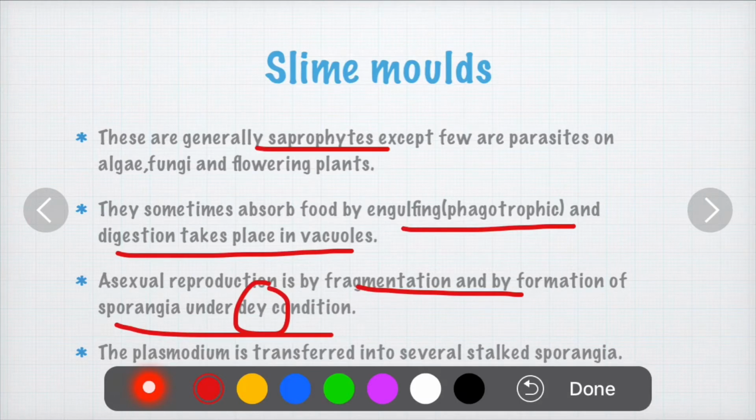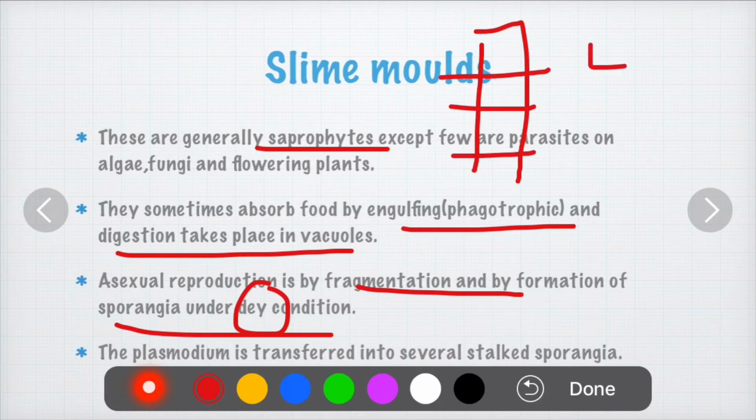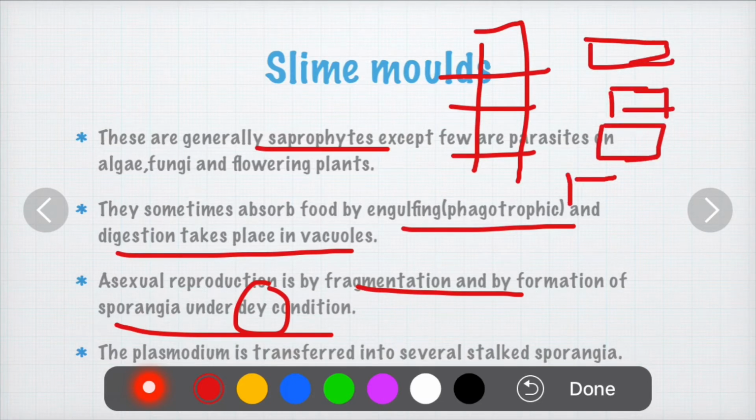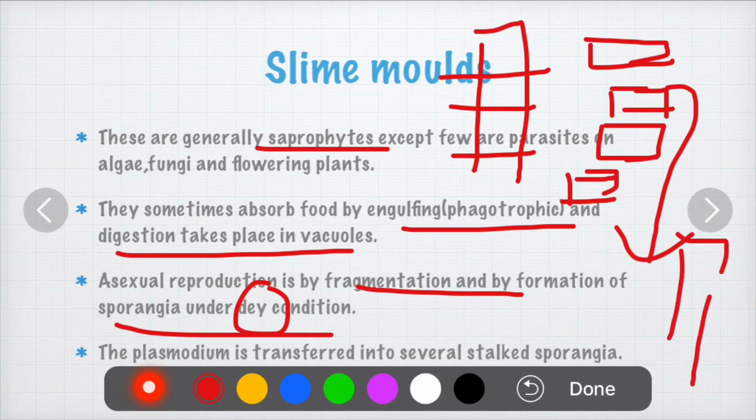For example, this is the slime mold, which in dry conditions results in the formation of fragments. So it is divided into small fragments. These small fragments further develop into an entire organism. So this is a new slime mold. These fragments are able to develop an entire slime mold. This is all about fragmentation and the formation of the sporangium.